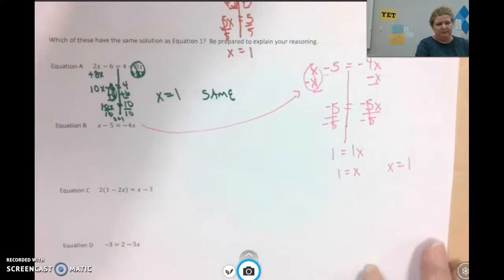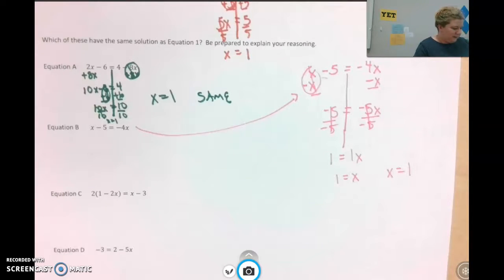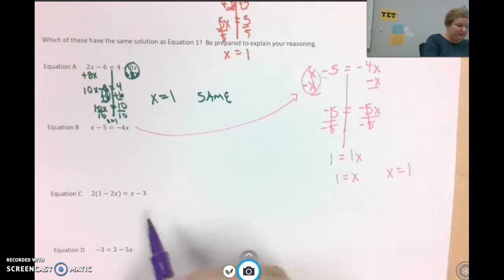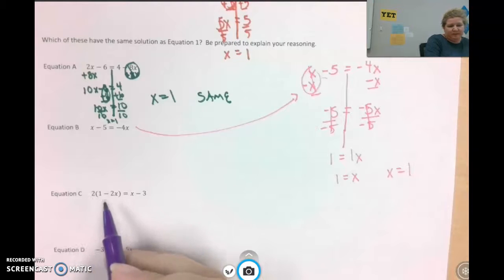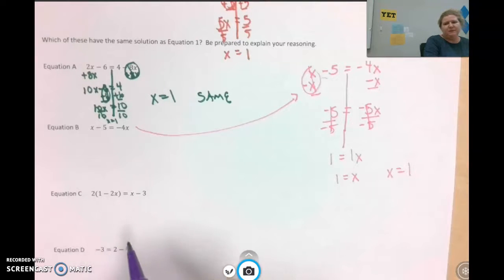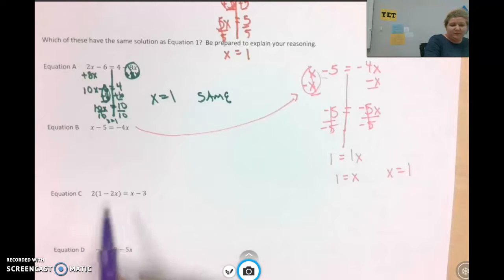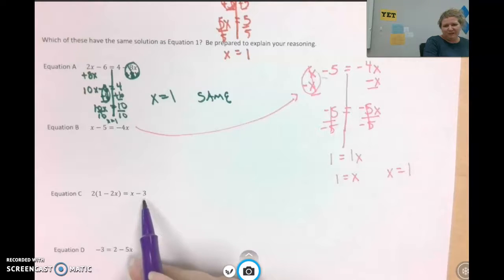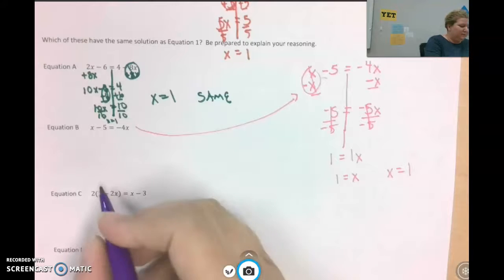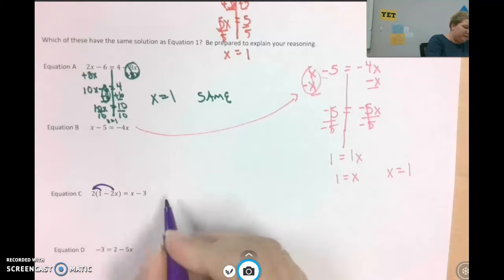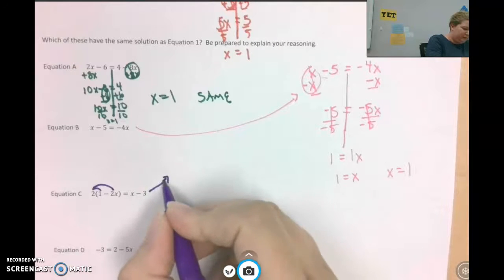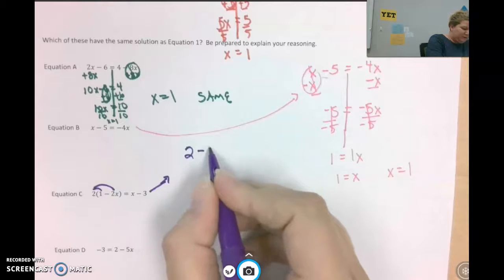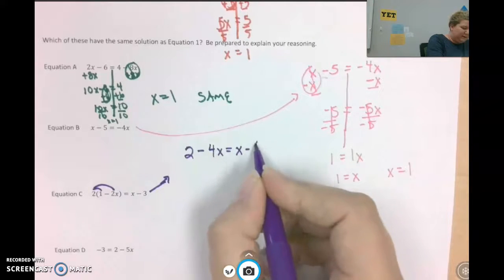Let's get my paper just a smidge. There we go. Now this time, I've got a choice to make because I do have a 2 times the quantity inside the parentheses. So I can either divide each side by 2 to start with, or I can distribute to start with, but I need to do one or the other. When I think about dividing by 2, I'm going to end up with some fractions, which is okay, but I really don't want to do that right now. So I think I'll distribute first, and I'm going to write that one up here, giving myself some room. 2 minus 4x equals x minus 3.